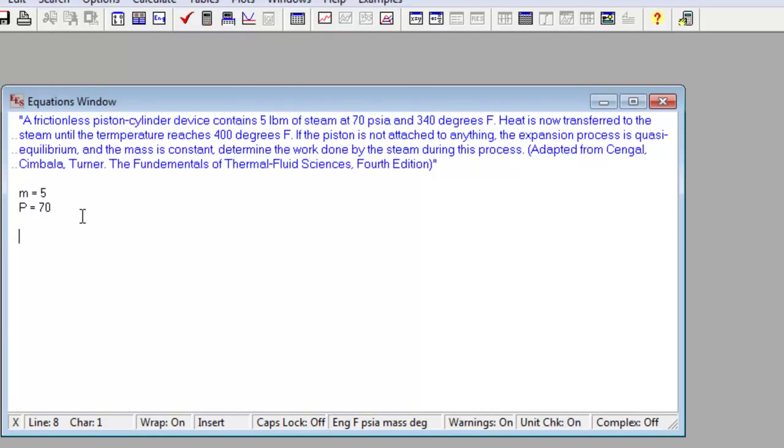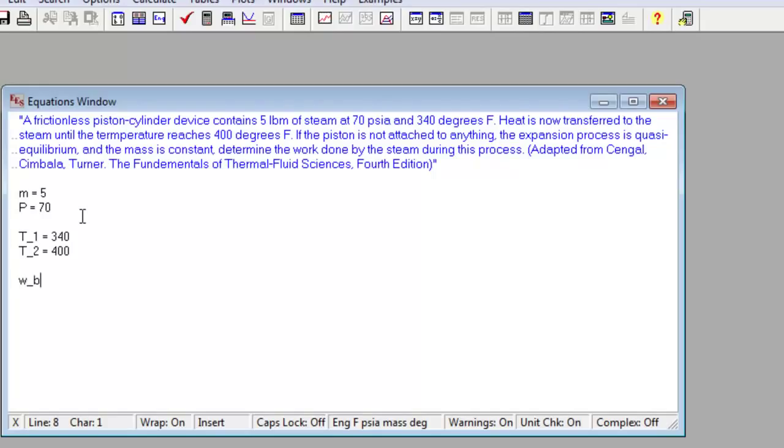So we have the temperature at point 1. Point 1 is going to be before the heat is added, and point 2 is going to be after the heat is added, for future reference. So the temperature at point 1, I'm going to say is T underscore 1, and like I said earlier, that's going to come out as T sub 1, for the temperature at point 1, and that's going to equal 340, and the temperature at point 2, T sub 2, is equal to 400 degrees Fahrenheit.